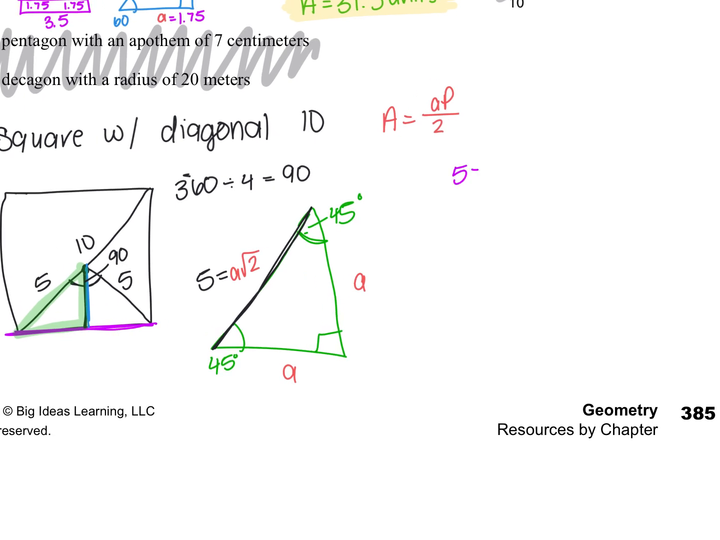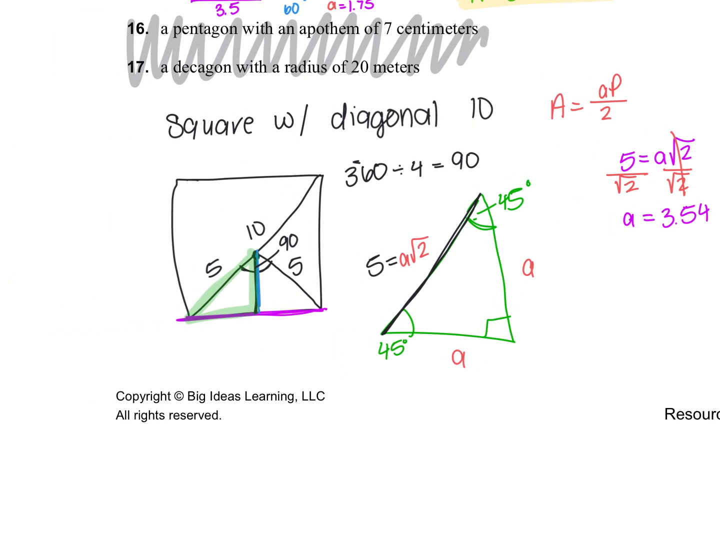How would I solve for my A? Okay, I have 5 equals A radical 2. How do I get that A by itself? Divide it by radical 2. Good, you have a calculator, go ahead and divide it. 5 divided by radical 2. Your A is going to equal, it's going to be a decimal, 3.54. So if this equals 3.54, this also equals 3.54.